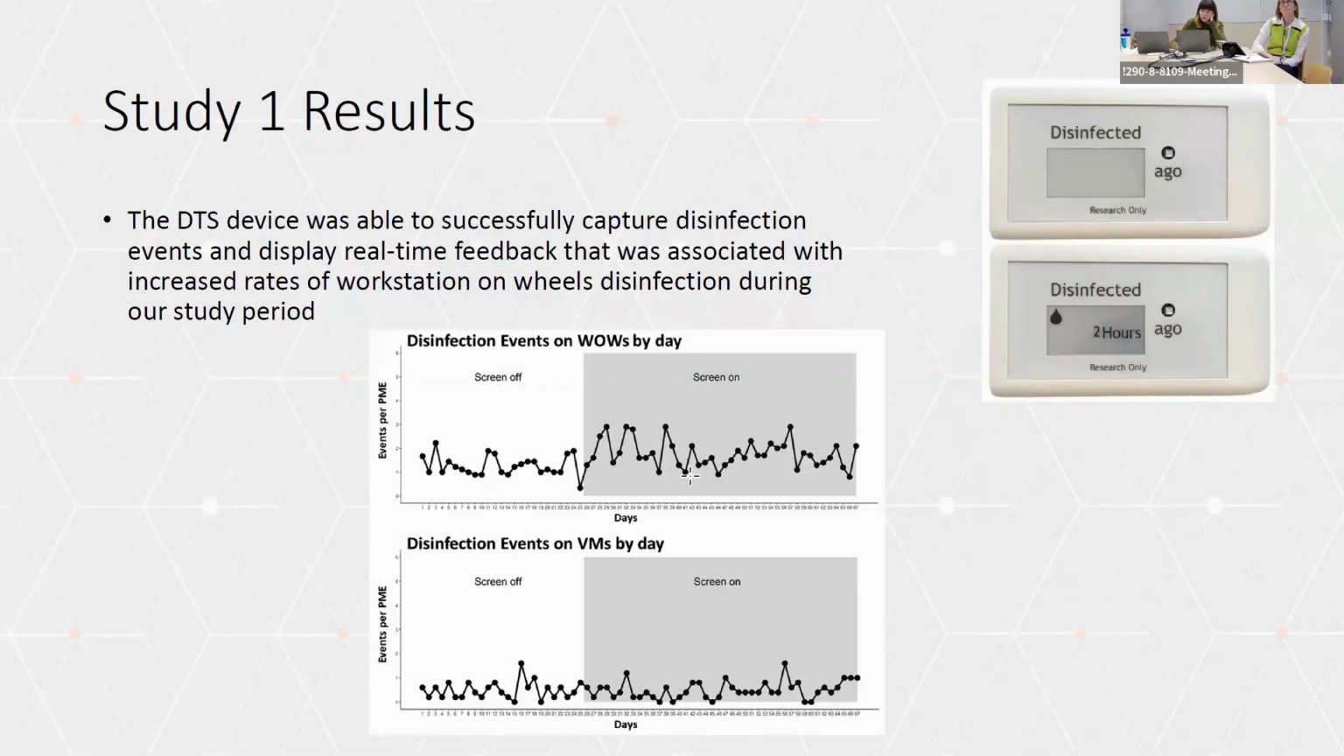So in study 1, you can see we were able to capture disinfection events, and it was associated with a small increase in the rate of workstation on wheels being disinfected. The one thing we did find for the most part is, according to these tracking devices, nursing staff were disinfecting equipment according to protocol or hospital policy, which is good, you want that.